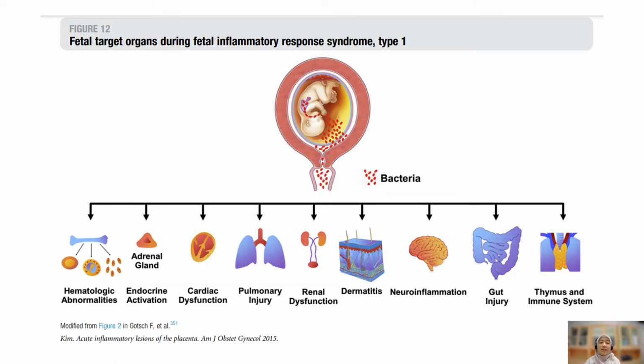These are target organs of chorioamnionitis, especially in the cases that have elicited fetal inflammatory response. Many organs may be affected, such as heart, lungs, and kidney.